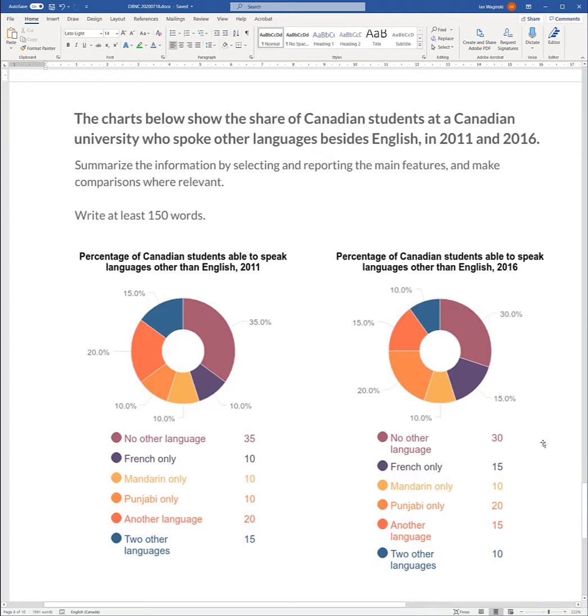And the French is 15%. If you look at the French, so it's a 50% increase in French speaking. That's it, 2016. And then Mandarin, there's no change? Yes. What about those speaking no other language?